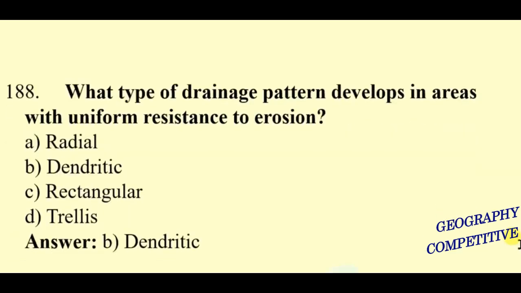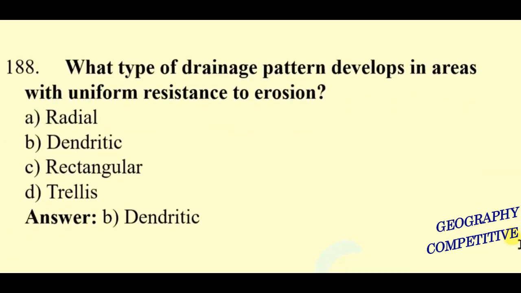Question 188. What type of drainage pattern develops in areas with uniform resistance to erosion? Radial, dendritic, rectangular, trellis. Here the right answer will be dendritic.